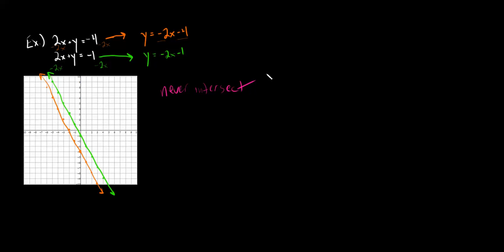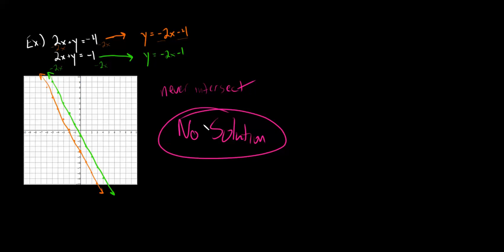And remember, the solution to a system is where the graphs intersect. Well, if this graph never intersects, there is no solution. Okay, so that's one of our special cases. So if the graphs don't intersect, you don't have a solution.